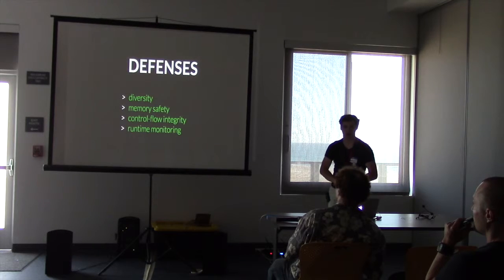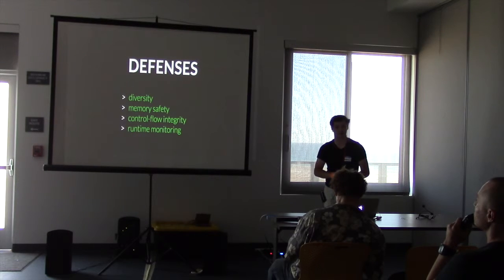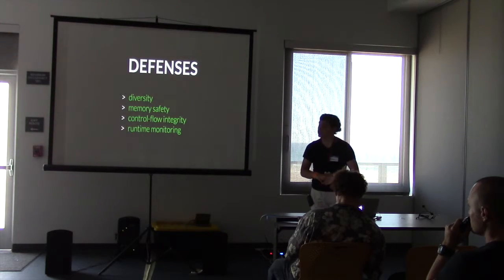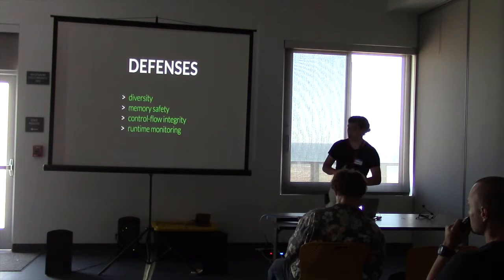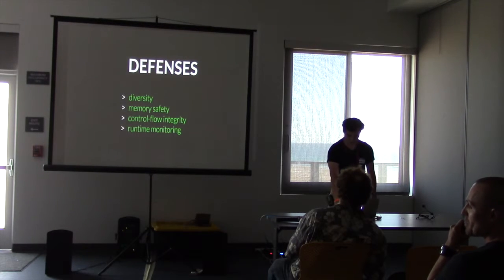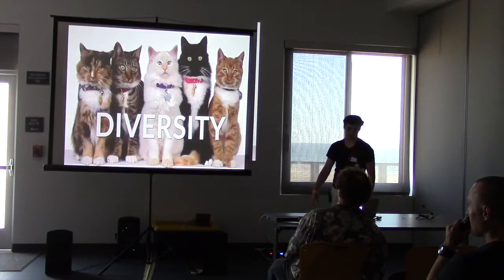There's 4 major categories of defenses against code reuse attacks. The first one is diversity. And this is ASLR, if you guys have heard of that, as you probably have. Second is memory safety, sandboxing. Third is control flow integrity. I'll talk about that in a little bit. And the fourth one is kind of a catch-all category for monitoring behavior of the program. So, what are these things?